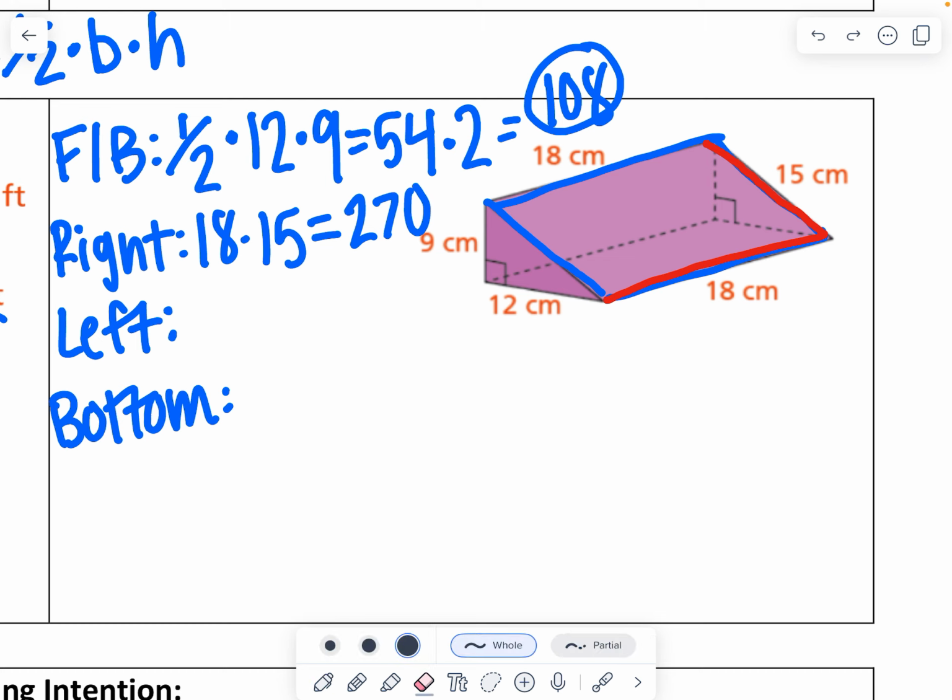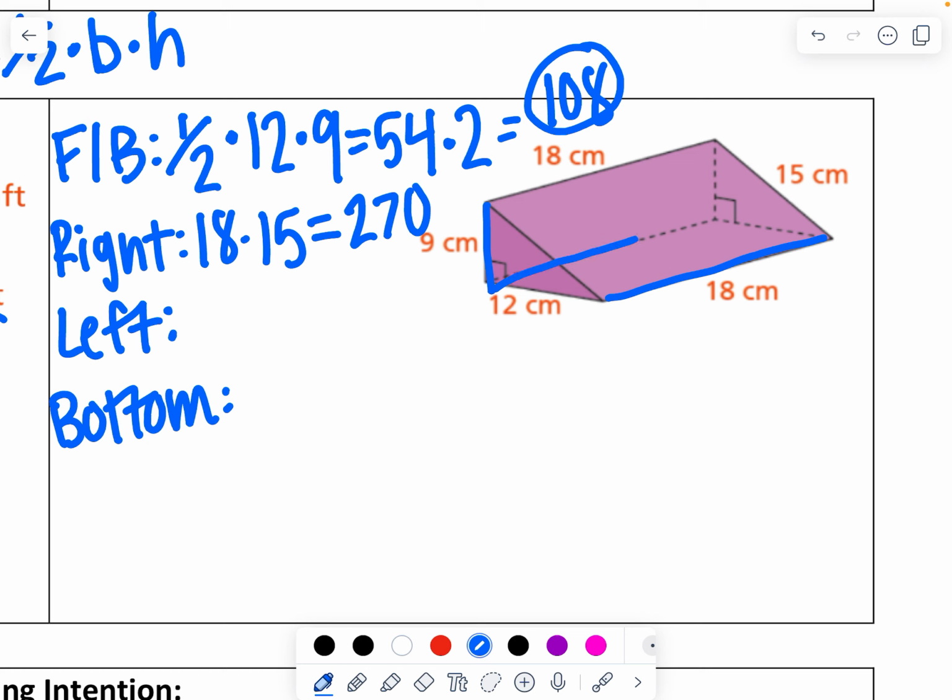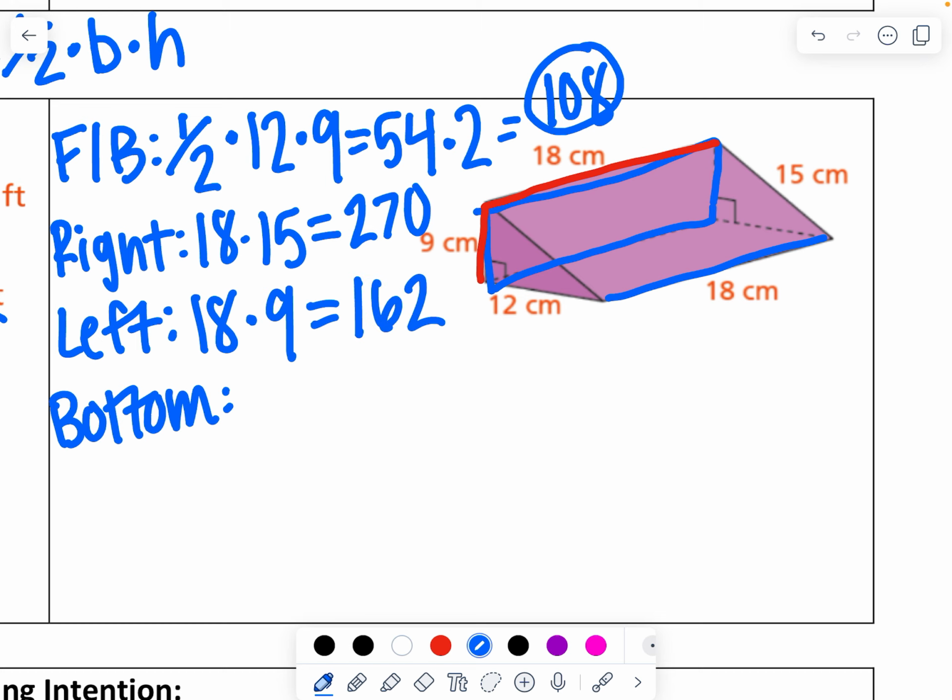Okay. So then the left side is this side back here. And as you're outlining, notice the numbers that you pass. So we have 18 and 9. So that's what we're going to be multiplying. 18 times 9 to get the area of that face. And 18 times 9 is 162.